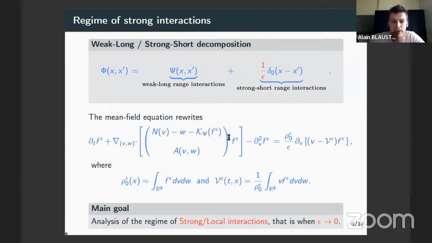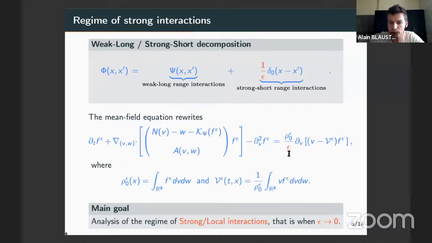So if we rewrite the equation with this ansatz on the interaction kernel, we get the same equation on the left-hand side and an additional term, which I put on the right-hand side, and which is the leading order of the equation with respect to epsilon, because you have a 1 over epsilon. This term is due to strong short-range interactions, and it displays the macroscopic density associated to the network. There is this rho 0, which is the spatial distribution of neurons, and this capital V epsilon, which is the mean voltage at spatial location x in time t.